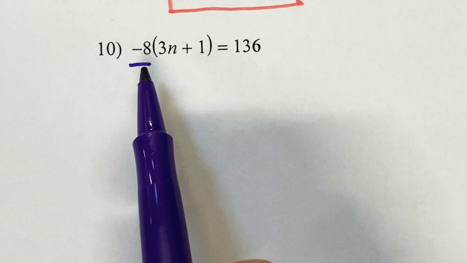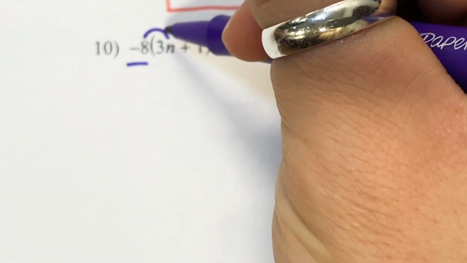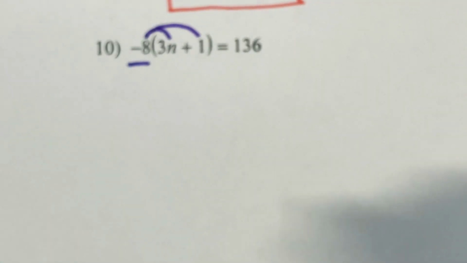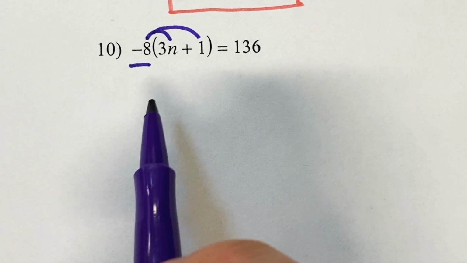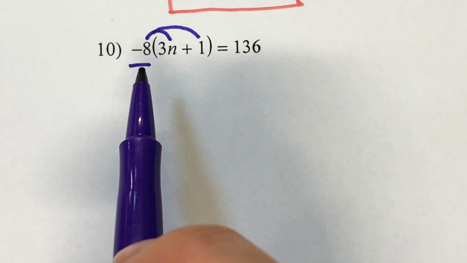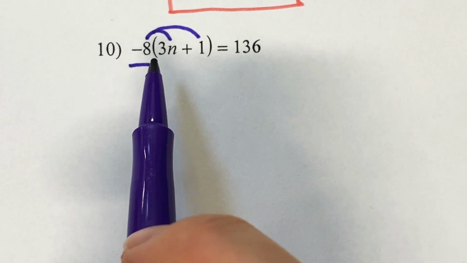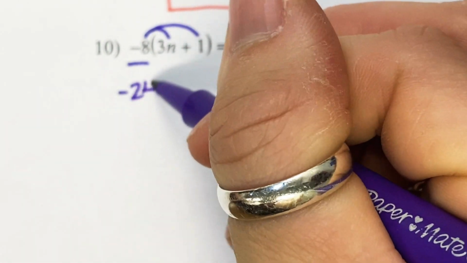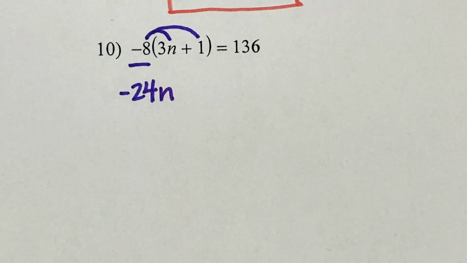Okay, it's going to be this negative 8. This negative 8 is going to distribute to both things inside my parentheses. Okay, focus, there we go, in order to get rid of these parentheses. So let's do negative 8 times 3n first. What is negative 8 times 3? It's going to give me negative 24, and there was one n that was being multiplied, so negative 24n.